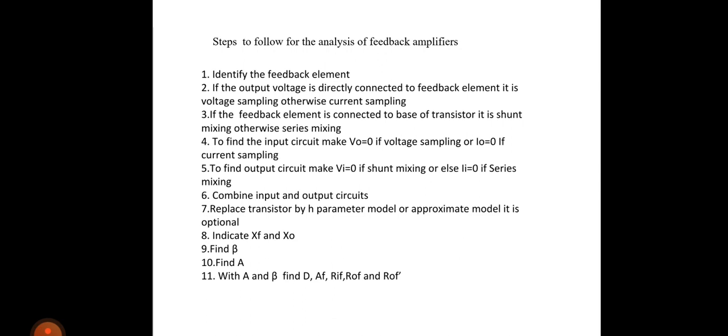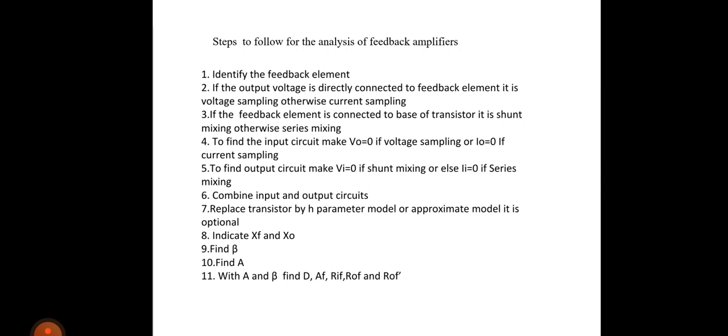To find the input circuit, if it is voltage sampling, make V0 equal to 0. If it is current sampling, make I0 equal to 0. The resulting circuit is the input circuit. Similarly, to find the output circuit, if it is shunt mixing, make Vi equal to 0. If it is series mixing, make Ii equal to 0. Vi equal to 0 means short the input terminals. Ii equal to 0 means open the input terminals of the circuit.